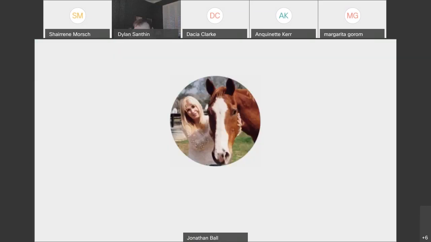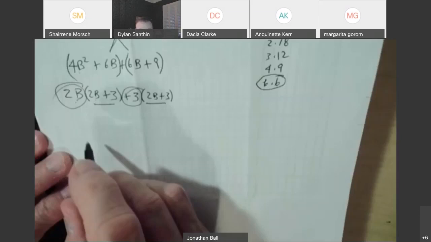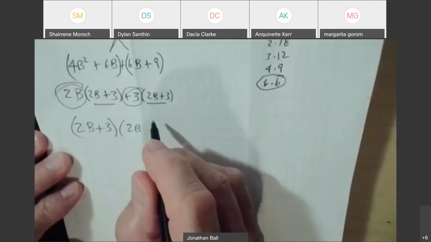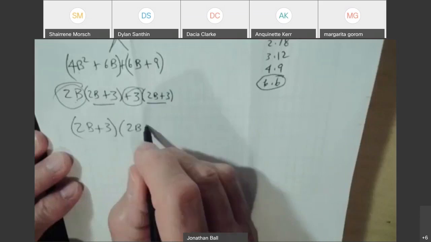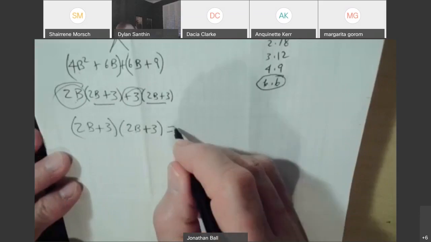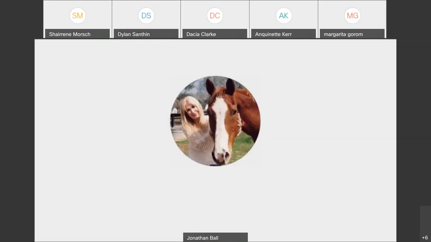So now we have these factors. 2b plus 3 times 2b plus 3. Or you could say 2b plus 3 squared, because these two things are the same.